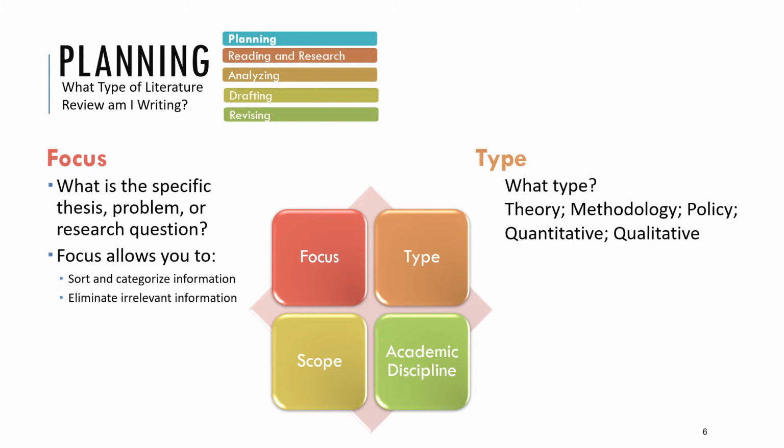Then we look at the type. What kind of literature review are we doing? Are we considering the theory, or are we focusing on the methodology for doing things? Are we looking at the policy? Are we interested in qualitative or quantitative analysis? Focus, type. Then we look at the scope.